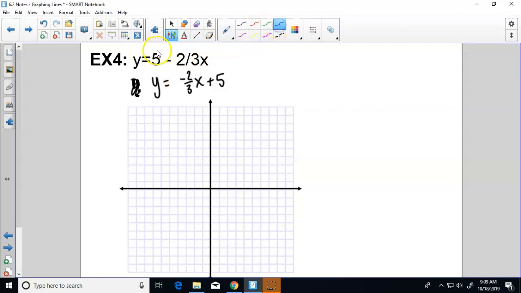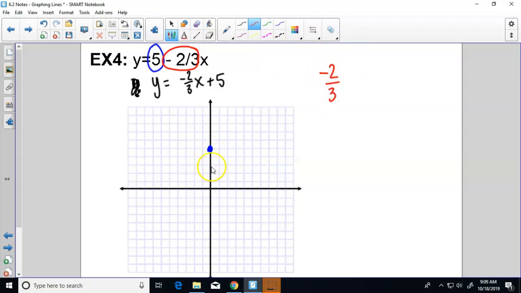So whatever the constant, the number by itself, that's your y-intercept. So we have a y-intercept of 5 again. So I'll put our dot at 5. And then the slope is whatever's multiplied by the x, and make sure you keep that negative with it here. So I've got negative 2 over 3.